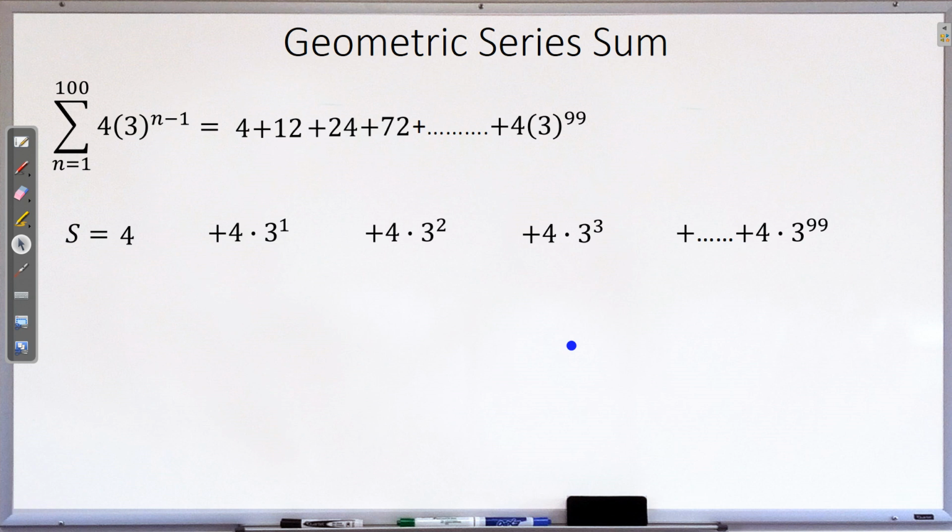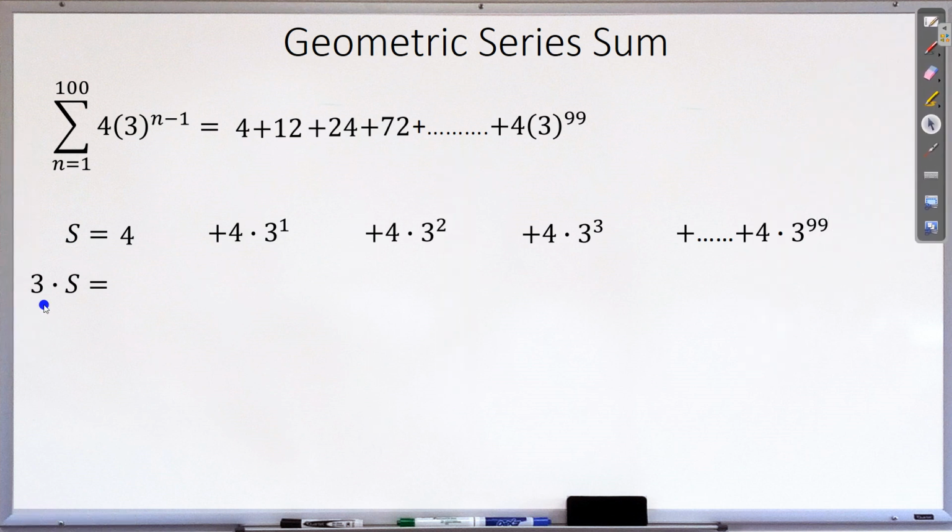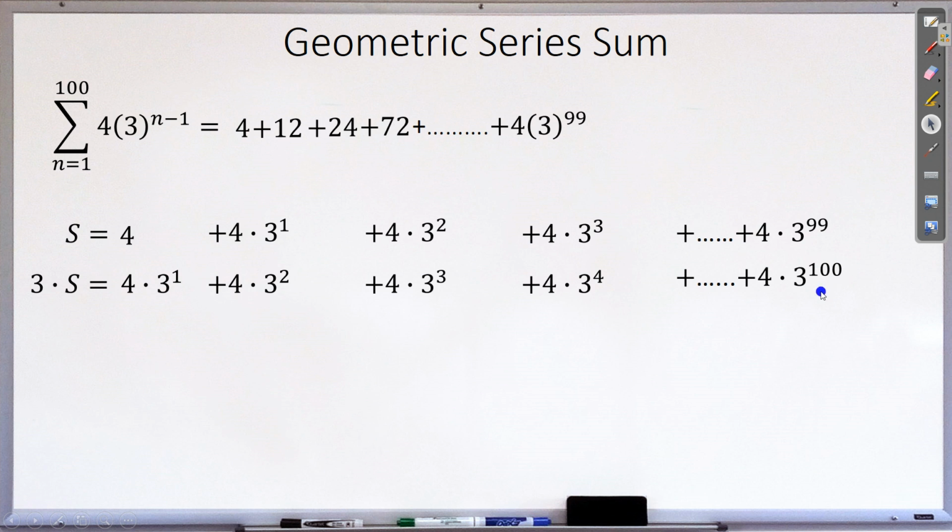But then somebody came up with a brilliant idea. They took this S and they multiplied it by the common ratio. So 3 times S. That means each of these terms is going to get multiplied by 3. So the first term becomes 4 times 3 to the first, because we're multiplying this term times 3. The next one, multiplying by another 3, becomes 3 squared. Then 3 to the third, then 3 to the fourth, and so on. And so the last one now becomes 4 times 3 to the 100th.